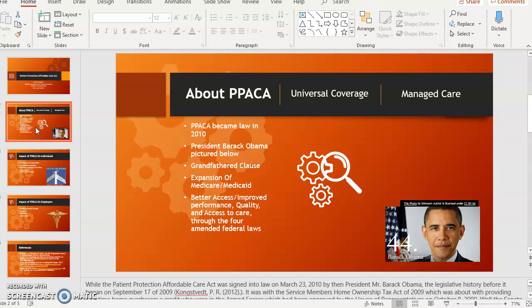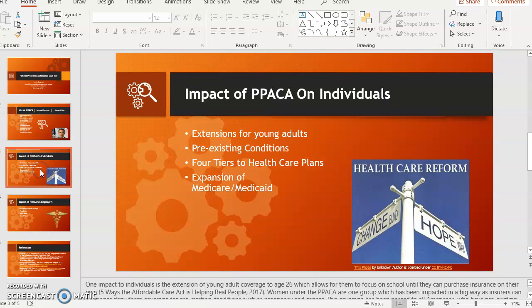It put restrictions on pre-existing conditions and stopped insurers from denying coverage or charging more for them. Medicaid and Medicare were expanded so that more individuals who needed care but couldn't afford it could now obtain health coverage, which is what the ACA was all about, developing universal coverage. So the impact of the PPACA on individuals.